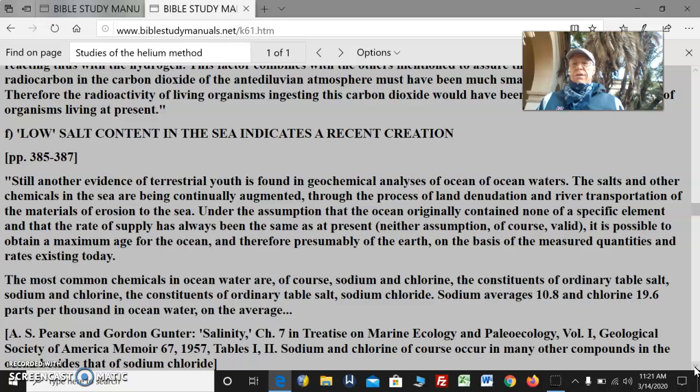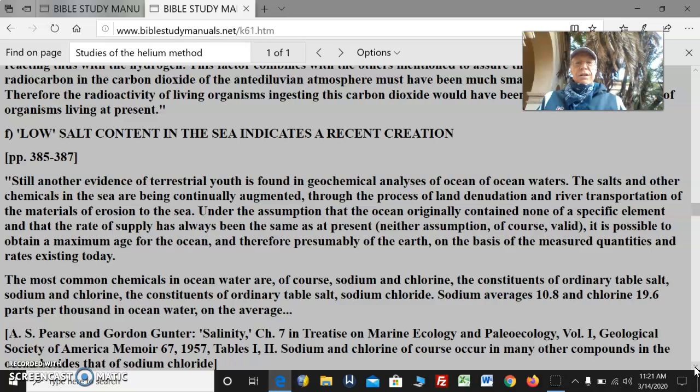So, young Earth. We look at the low salt content of the sea indicates a recent creation. Still another evidence of terrestrial youth is found in geochemical analyses of ocean waters. The salts and other chemicals in the sea are being continually augmented through the process of land inundation and river transportation of the materials of erosion to the sea.